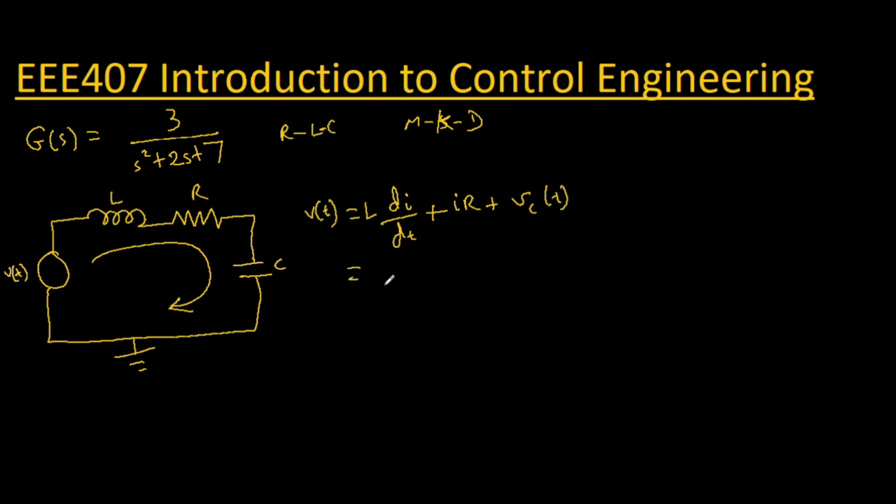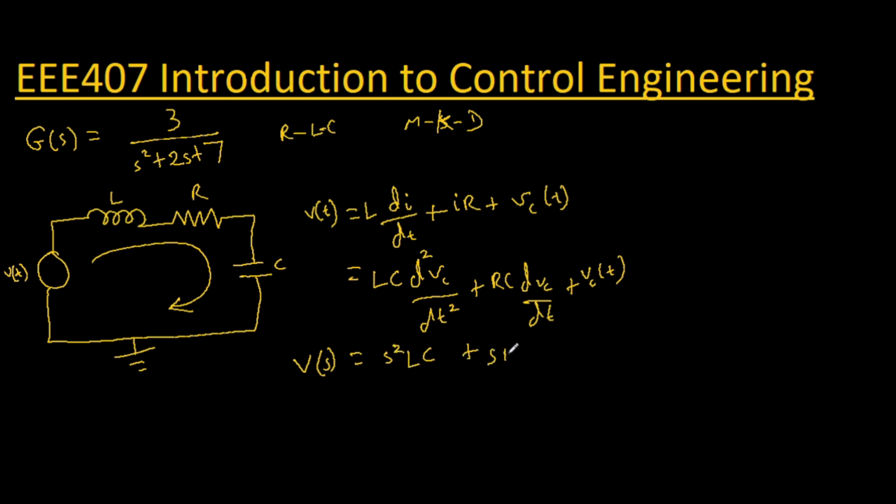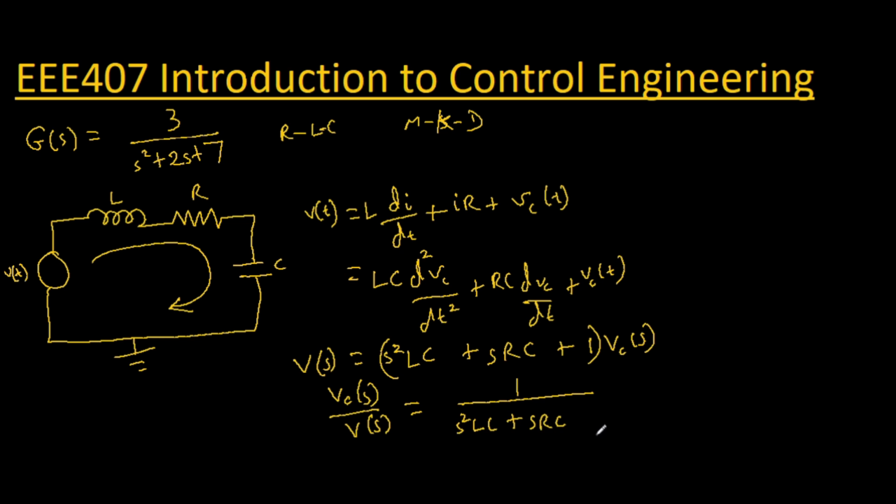If you remember what we did earlier on, where i is equal to C dvC/dt, then this would be LC d²vC/dt² plus RC dvC/dt plus vC(t). Taking Laplace transforms, this tells us that V(s) is equal to s squared LC plus sRC plus 1, all multiplied by VC(s). That's the second differential, because C dV/dt, by the time I put that in here, becomes the second differential. So the transfer function of this system is VC(s) divided by V(s) being equal to 1 over s squared LC plus sRC plus 1.